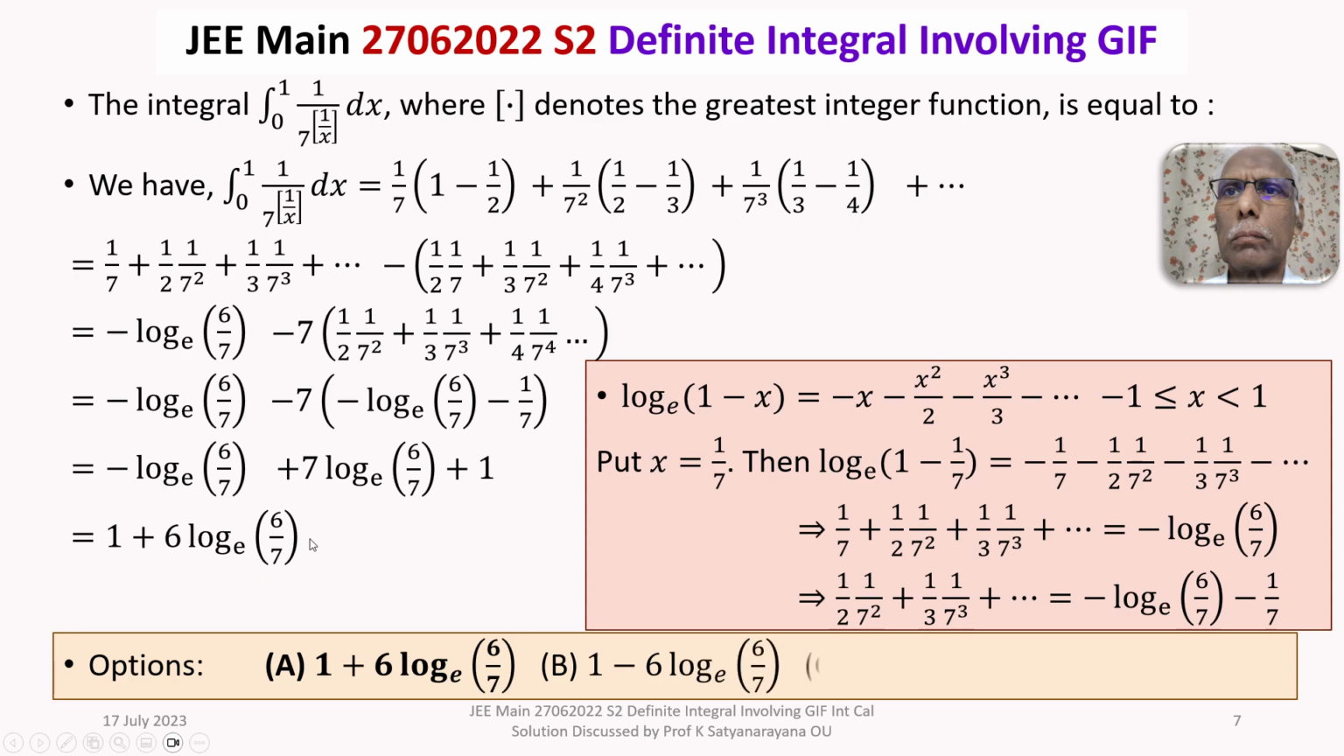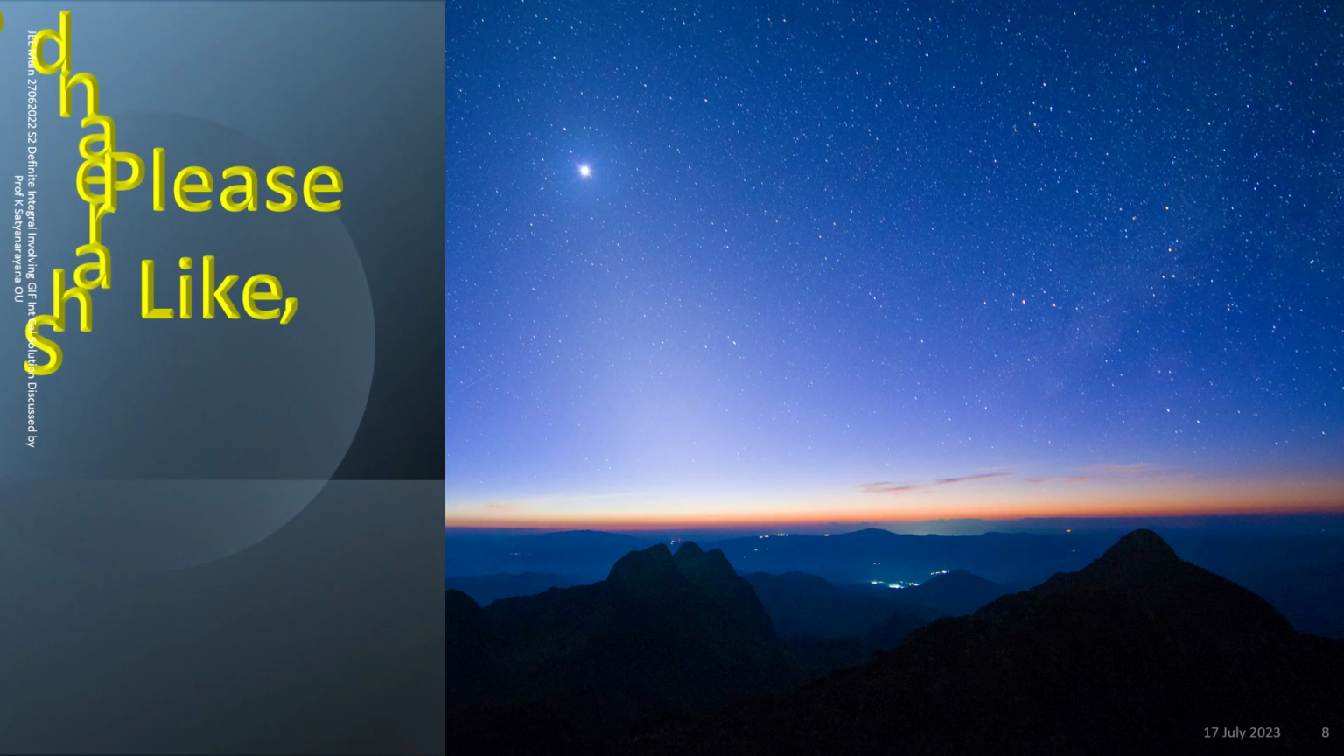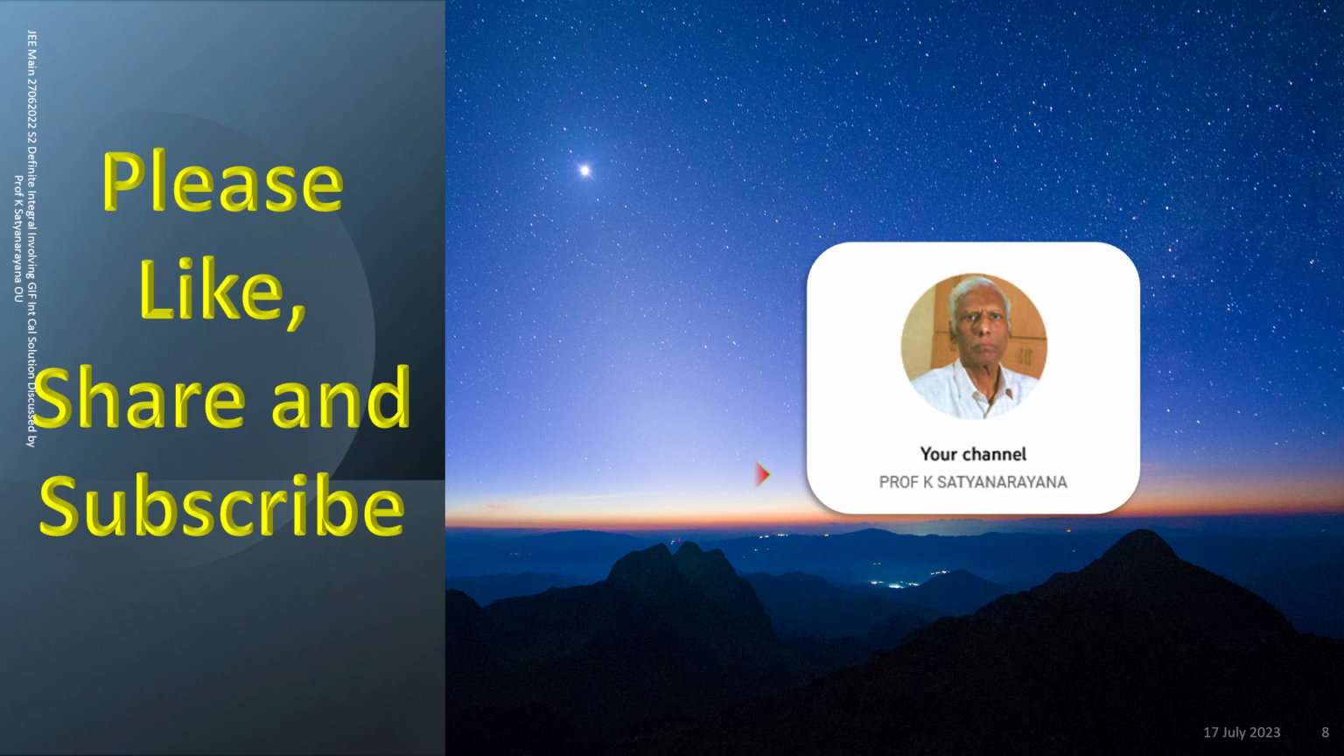And let's look at our options. Our answer appears against option A. Therefore, the answer to this question is option A. That is the detailed discussion of the solution of the problem which is related to the definite integral involving greatest integer function. I am sure that you have understood the solution of this problem, and I wish you all the best. Thank you.